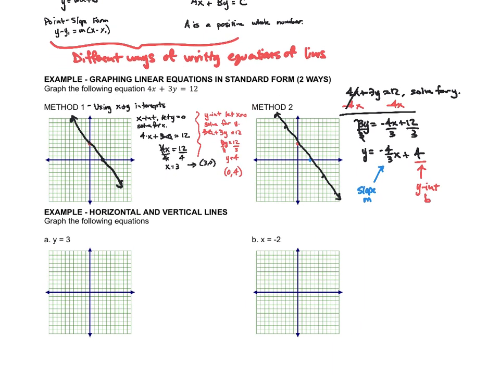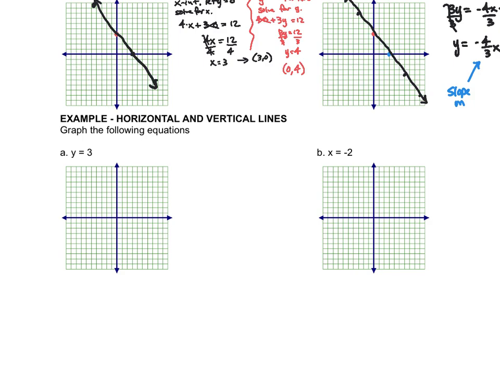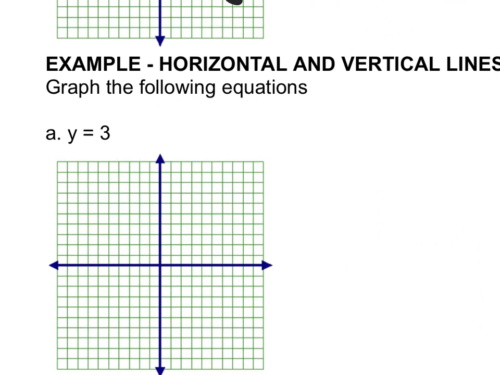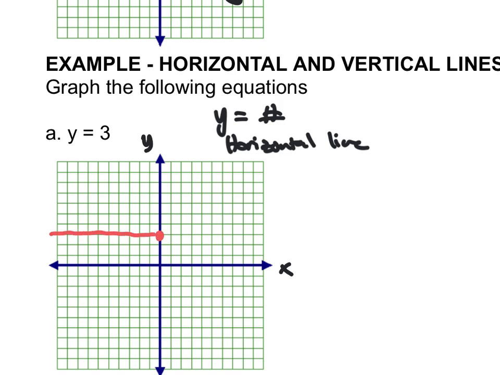Okay, the next two are actually really easy. We're going to be graphing horizontal and vertical lines. So if I've got this equation, y equals 3, when it's y equals a number, that's going to give you a horizontal line through that number. So if I find the y value of 3, and remember, label your x and y axes here, on the y axis, go to a value of 3, and then we have a horizontal line through 3.